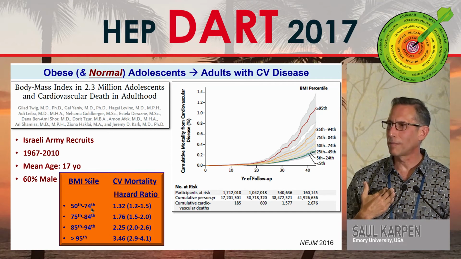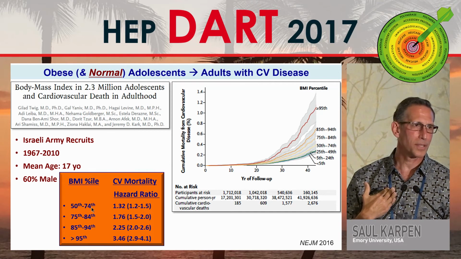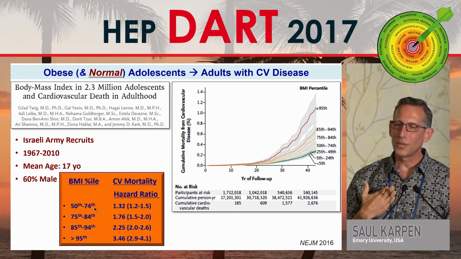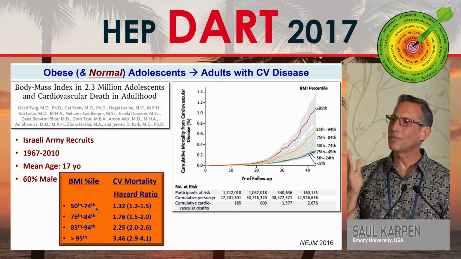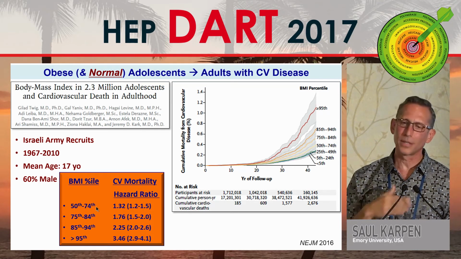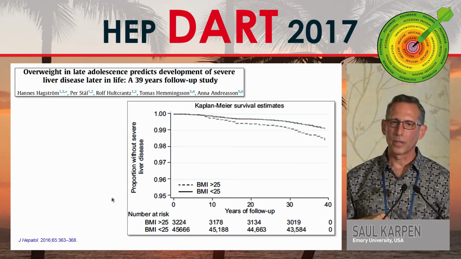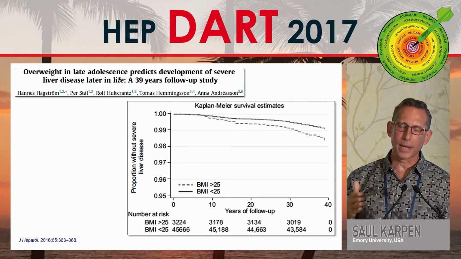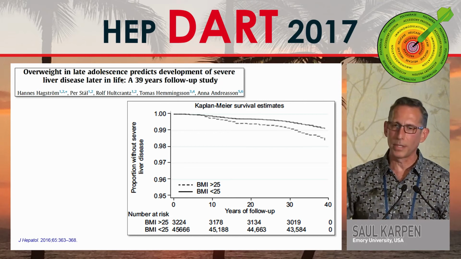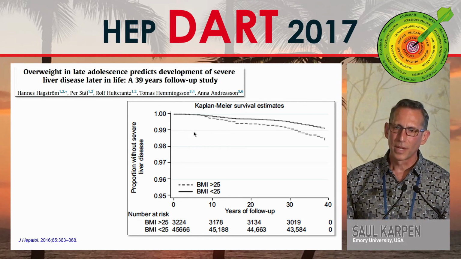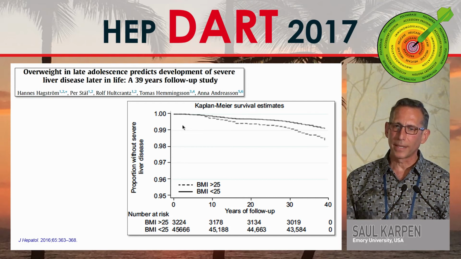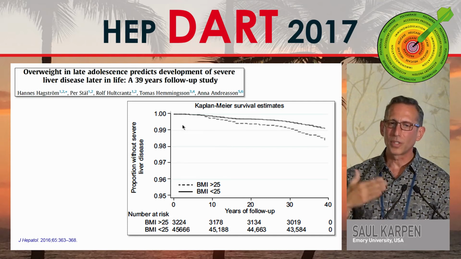Most of the kids in my son's class are not in the 50th percentile. So you're even at risk at age 17 if you're in the 50th to 75th percentile. So we're watching this train wreck happen in slow motion. The other one is this one where overweight, and again, I'm mixing up overweight and fatty liver disease, where if you're overweight in late adolescence, what's the progression for severe liver disease?